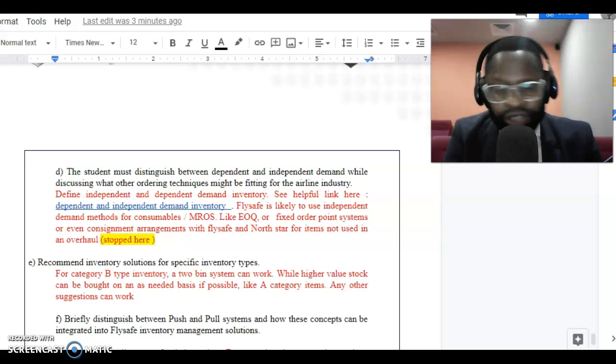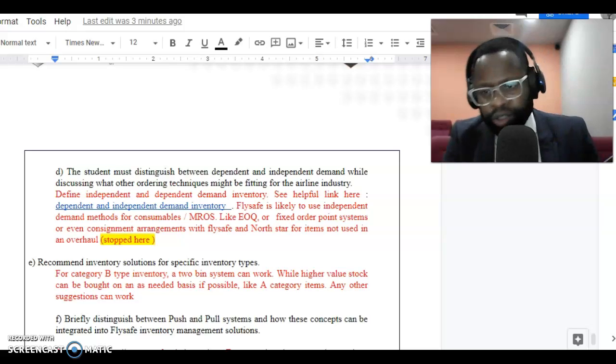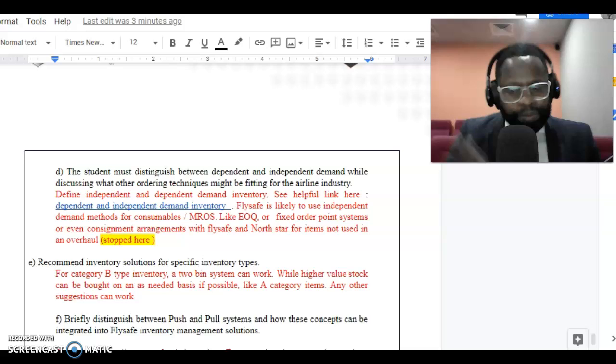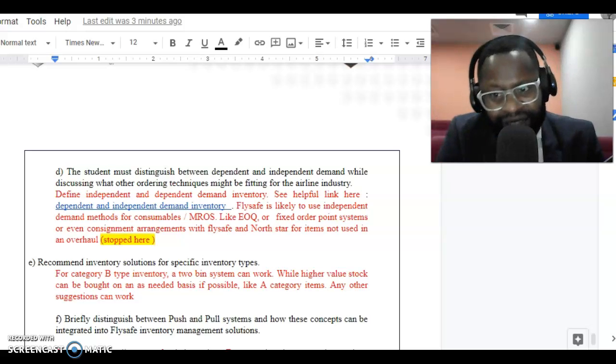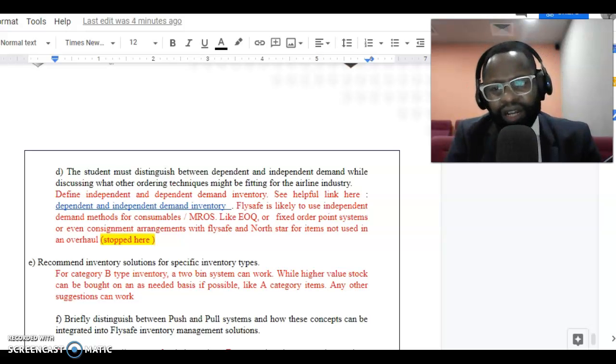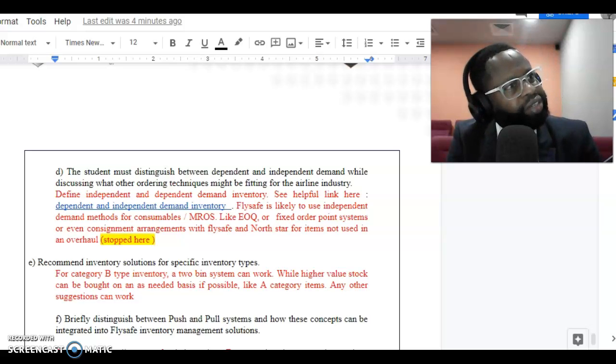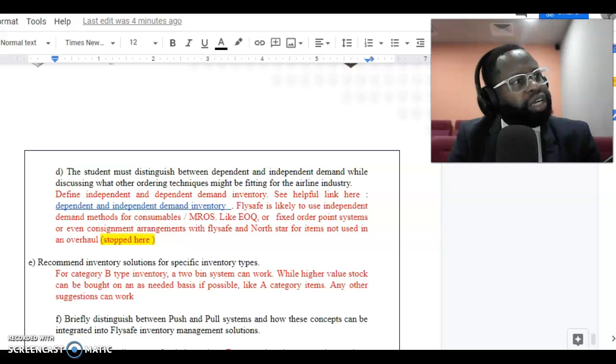A just-in-time approach. That's the best way to deal with those items, particularly in the aviation industry. Yes. And then you have your category C inventories, which are low in value, and you have very large quantities of them. Right. So they are low in value, and you often have very large quantities.